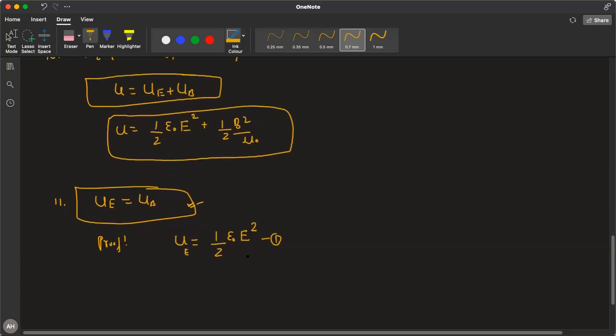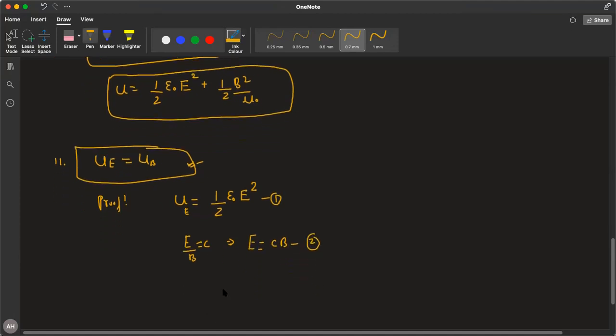Do you remember any relation between E, B and the speed of light? E by B is equal to C. So from here you can write that E is equal to C B. That's the second equation. So instead of E, you can substitute C B.